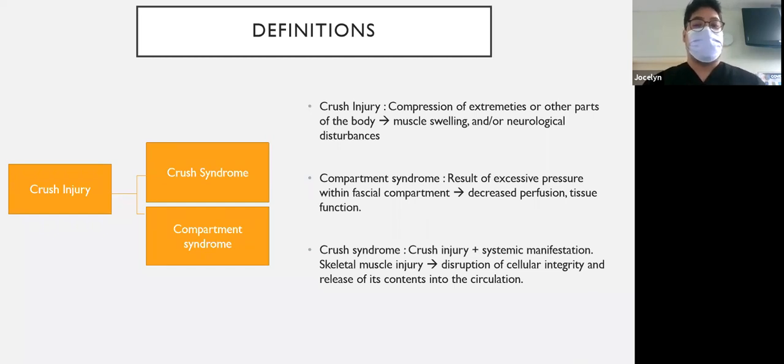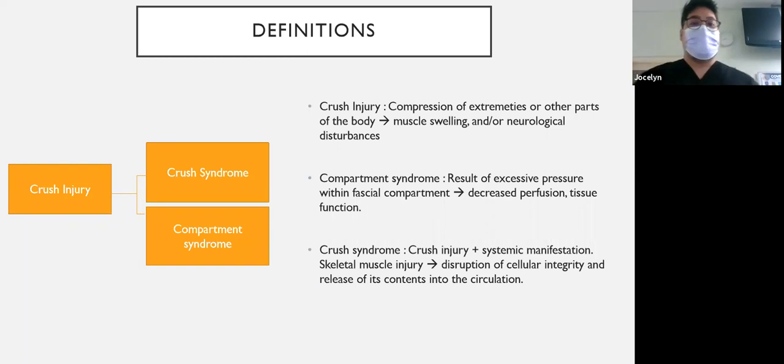Lastly, crush syndrome. Crush syndrome is a crush injury with a systemic manifestation. Let's say there's a skeletal muscle injury, so there will be disruption of cellular integrity and the release of its contents into the circulation. Basically, from what I understand, crush injury will cause crush syndrome and subsequently can cause compartment syndrome.